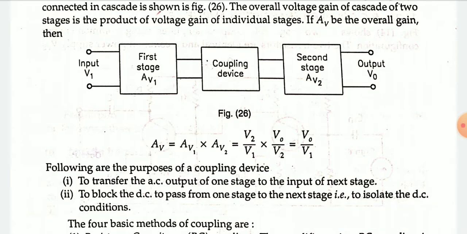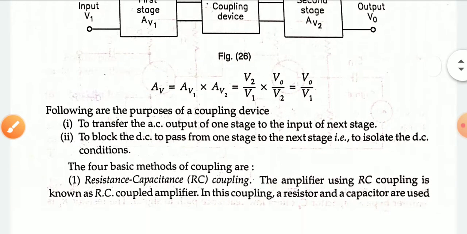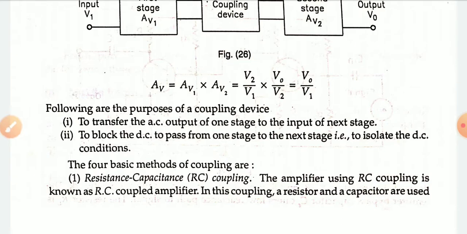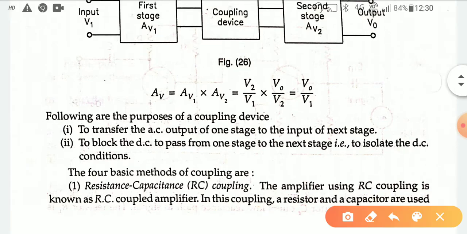So what is the purpose of the coupling device? The first is to transfer the AC output of one stage to the input of the next stage. This is one of the most prime purposes of the coupling device. The second one is to block the DC from passing from one stage to the next stage, that is, to isolate the DC component.